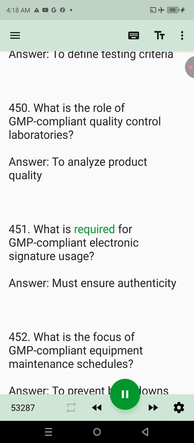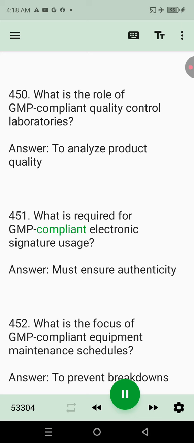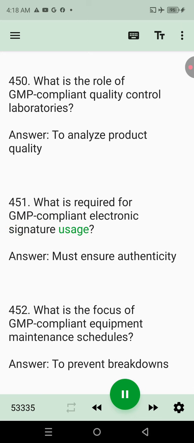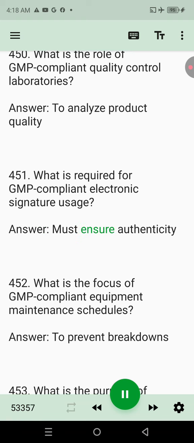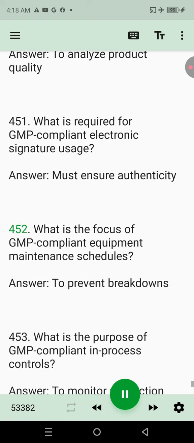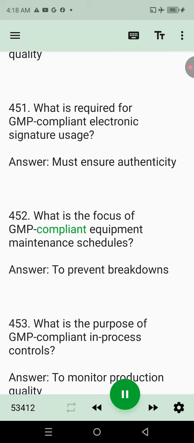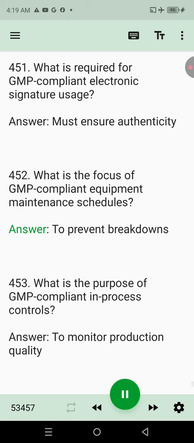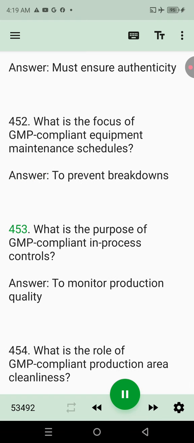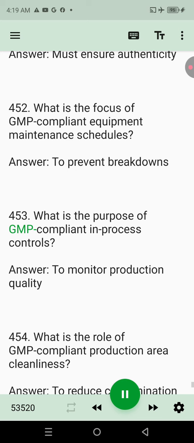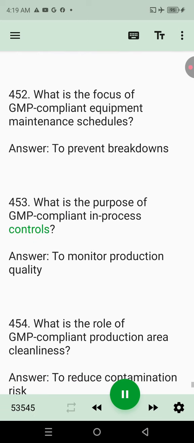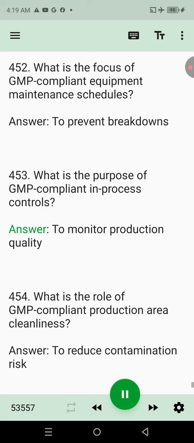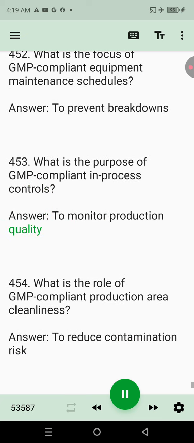451. What is required for GMP-compliant electronic signature usage? Answer: must ensure authenticity. 452. What is the focus of GMP-compliant equipment maintenance schedules? Answer: to prevent breakdowns. 453. What is the purpose of GMP-compliant in-process controls? Answer: to monitor production quality.